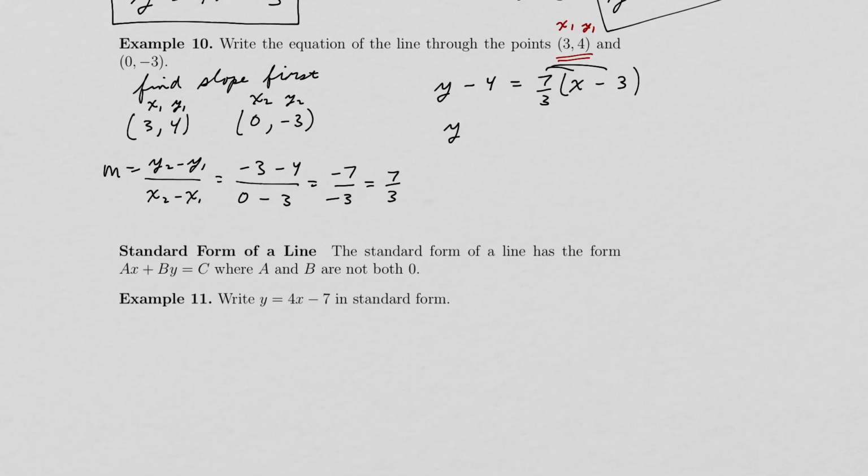So y minus 4 is equal to 7/3 times x, which is 7/3 x. And then 7/3 times minus 3 is going to be minus 7, right? Because the 3 is going to cancel. And then finally, if I add 4, bring it to the other side, I'm going to get y is equal to 7/3 x minus 3.